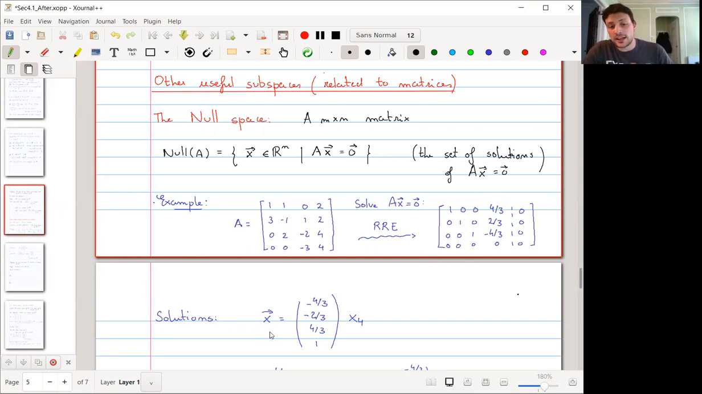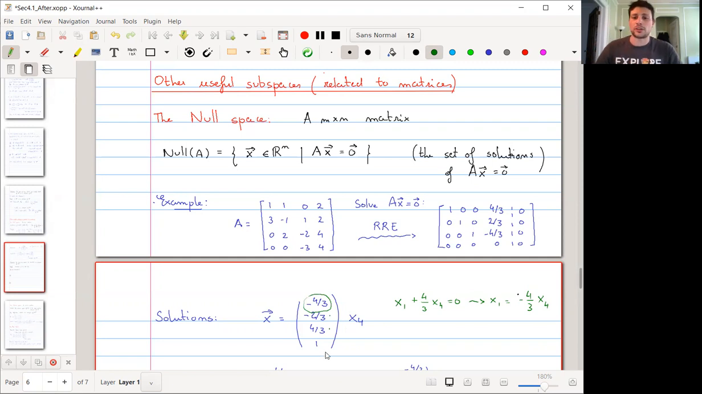And when you write down the solutions for this homogeneous linear system, you see that the solutions are just the value of the free variable times this vector here, because, for example, from the first equation, we get that x1 plus 4/3 x4 is equal to 0. In other words, x1 is minus 4/3 x4. That's how we get the first entry here in this solution. The other two entries are the same, and the fourth entry is just equal to x4, which is a free variable.